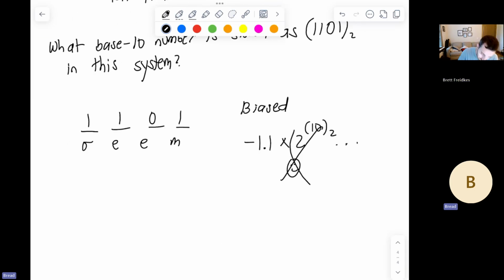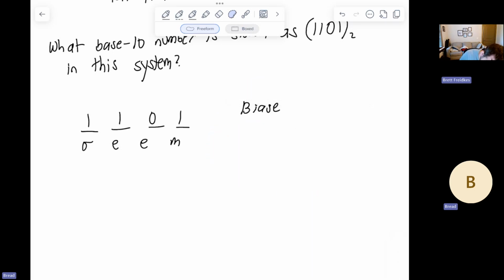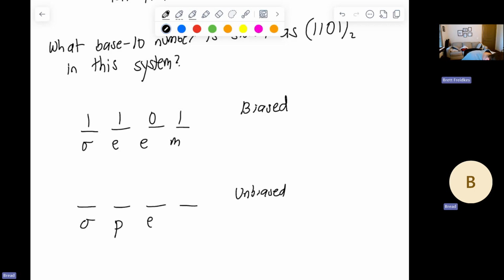So how do we do that? Well, what we want to do is look at the unbiased case and deduce how we get to the bias system prior. Because the unbiased system still has 4 bits, sigma, except one of the exponent bits is now the sign bit, because we got rid of the sign bit when we biased. So now we're trying to figure out how much we added to the exponent to bias it.